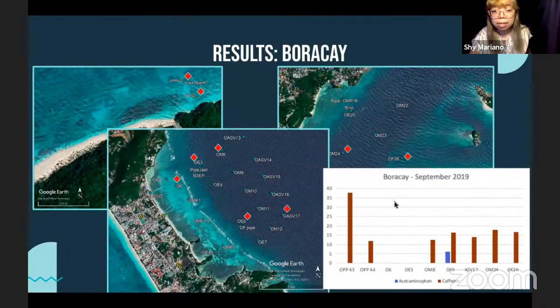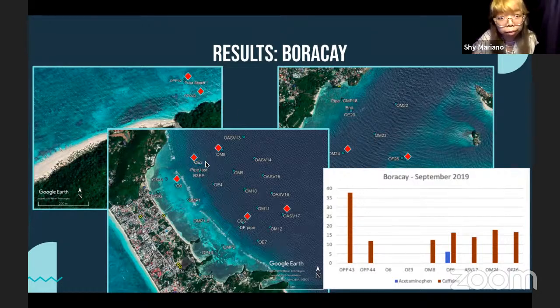And then for the September sampling, these are just offshore sites, and this is during the wet season. So rainfall could have affected the concentrations of the PPCPs detected. All the concentrations were below 40 ppb, and most are caffeine. Acetaminophen was detected in one site, OE6. This is OE6, near a pipe.